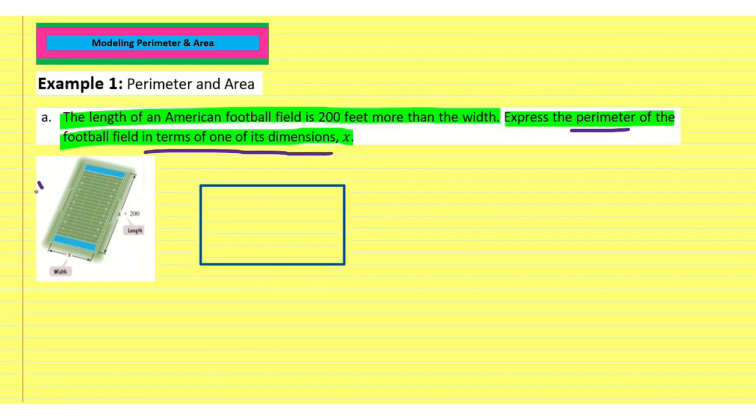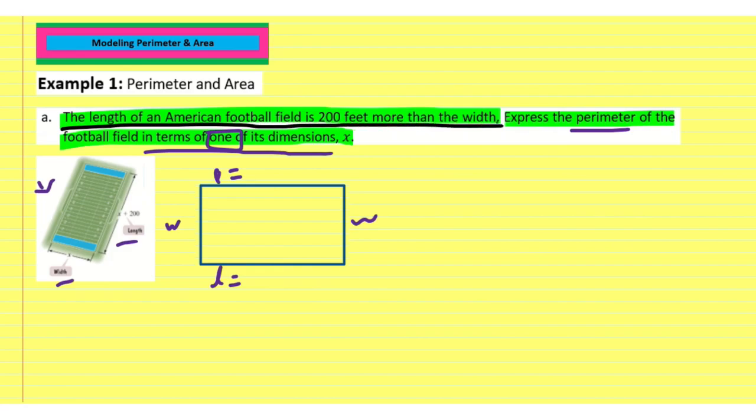Well, here's my football field, but I've actually drawn my own little football field here. What are the dimensions? Well, it's got width and length. So I can call these two short sides width, and I can call the two long sides the length. Okay, so it wants them in terms of one of those dimensions. So that means that we're going to find an expression for the length that's in terms of the width. So we're going to look at this first sentence of our word problem, and it's going to give us everything that we need in order to find that expression.